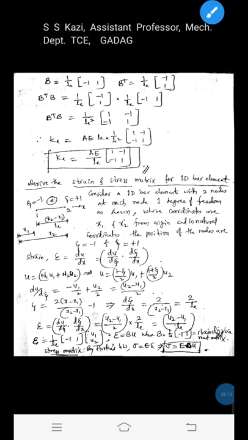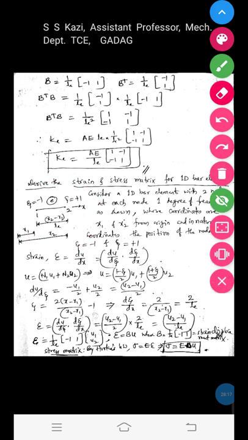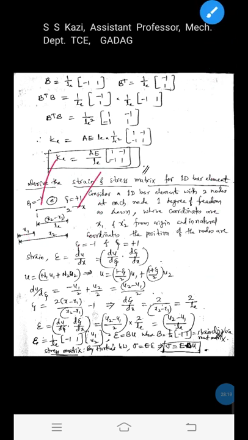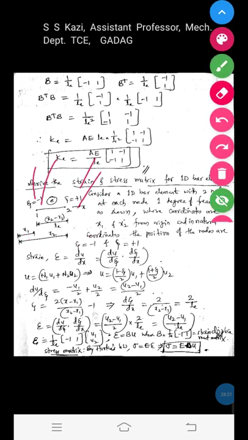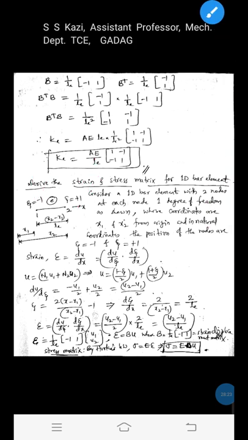Now for that, consider a 1D bar element having 2 nodes, 1 and 2. At each node, as we know, there is 1 degree of freedom. Let us consider the coordinate system, Cartesian coordinates. Let x1 be the position of node 1 from the origin, and x2 be the position of node 2 from the origin. Then the length of the element will be x2 minus x1.